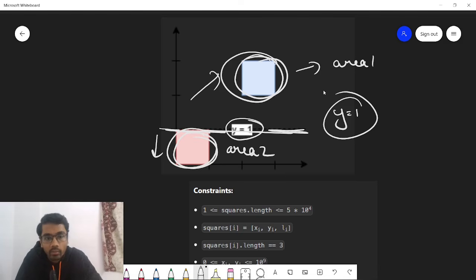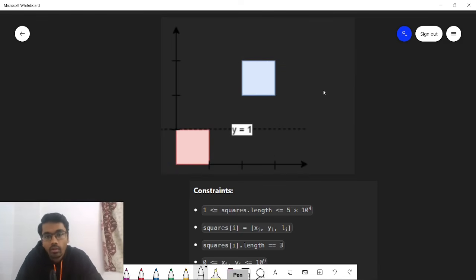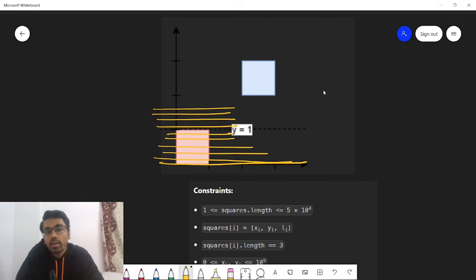So what can be the naive way of doing this particular thing? The naive way can be to just check each and every line. You can start from 0, then move your line upward, and for each and every line check what is the area above and area below. Whichever line gives you equal area above and below, just return that line.